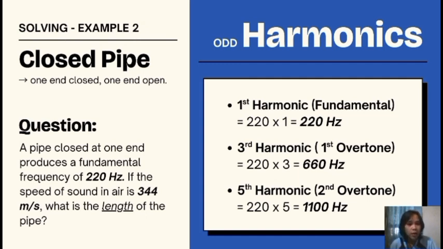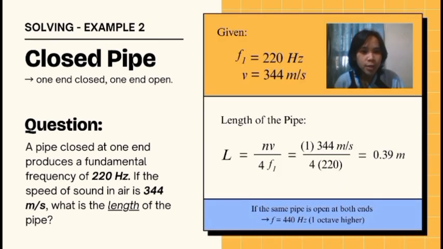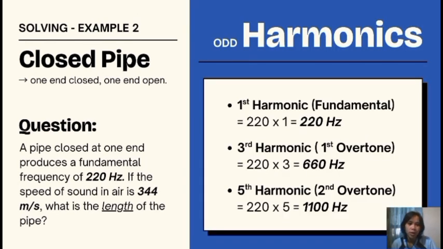So one end is closed, one end is open. So our first harmonic will be the given earlier, 220 hertz. So that is our first harmonic, 220 times 1, so 220 hertz. Since only odd harmonics are present in a closed pipe, we go straight to the third harmonic, which is equivalent to the first overtone. So we multiply our first harmonic, 220, by 3 because it is the third harmonic. So the answer will be 660 hertz.